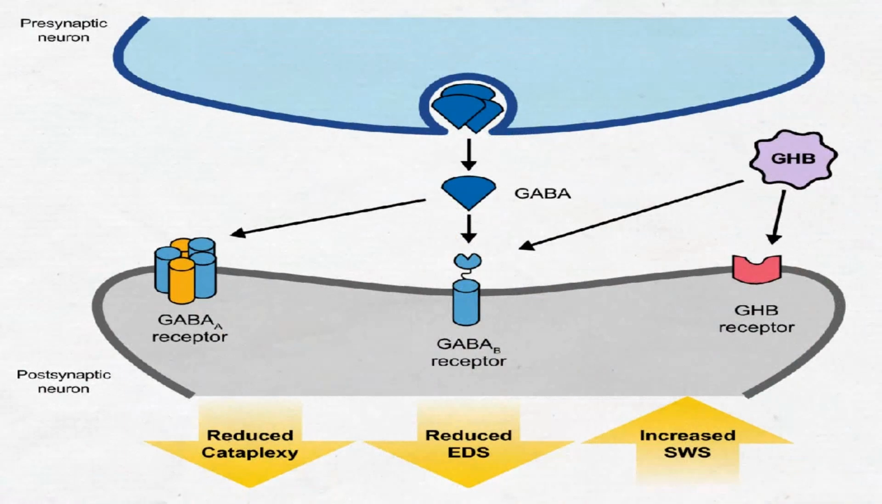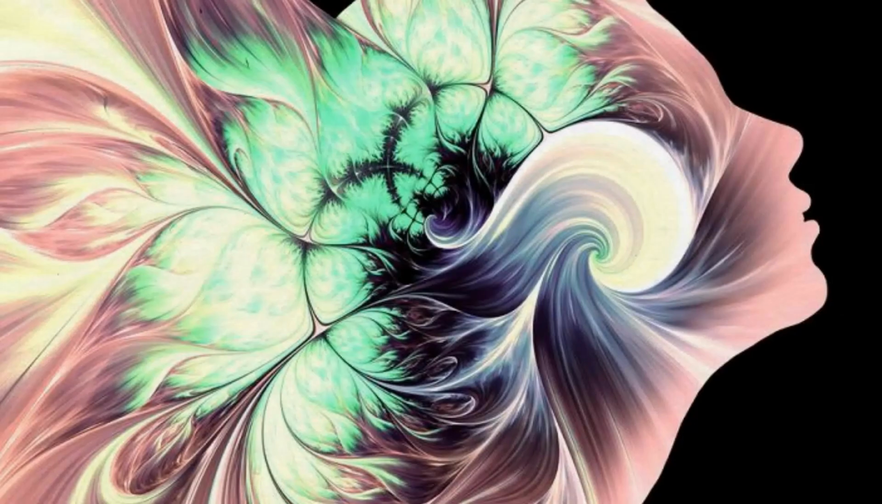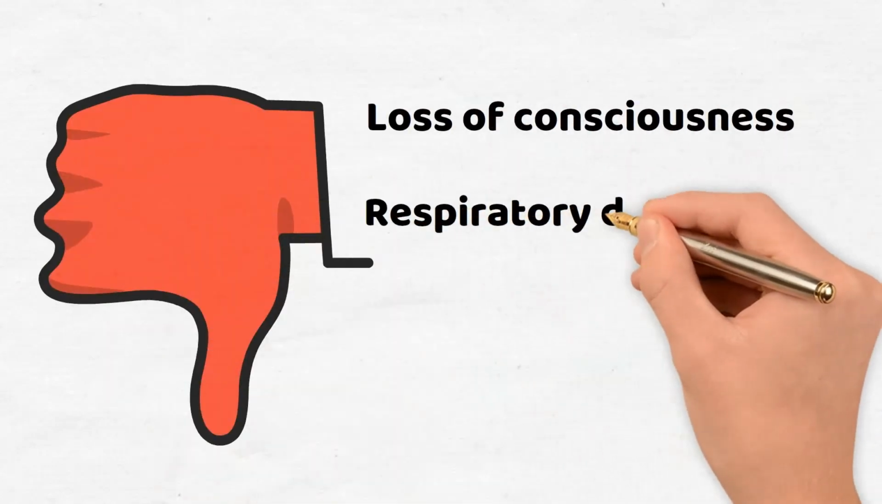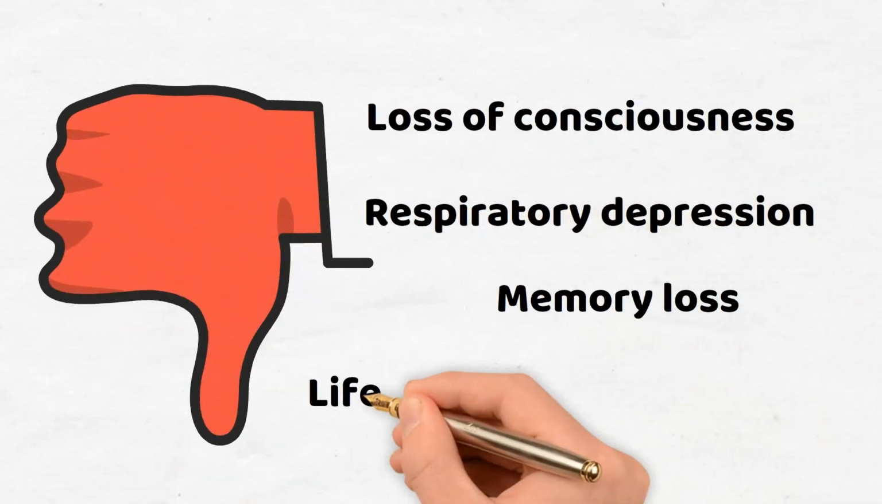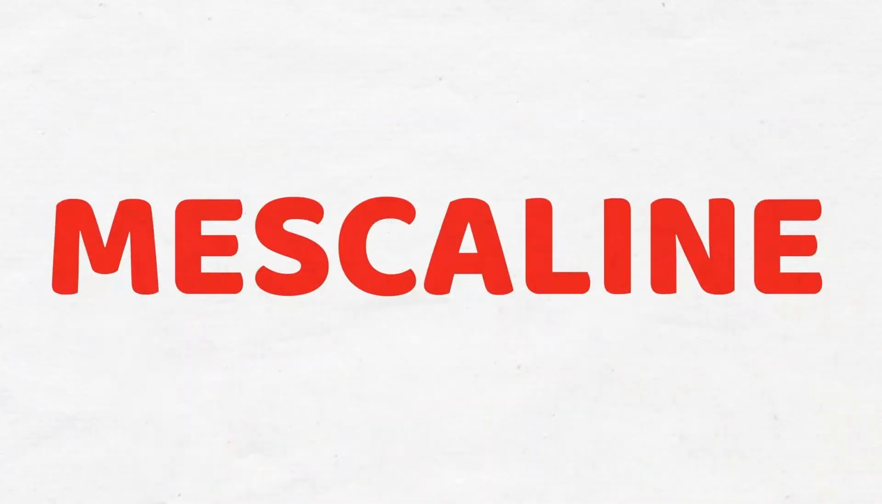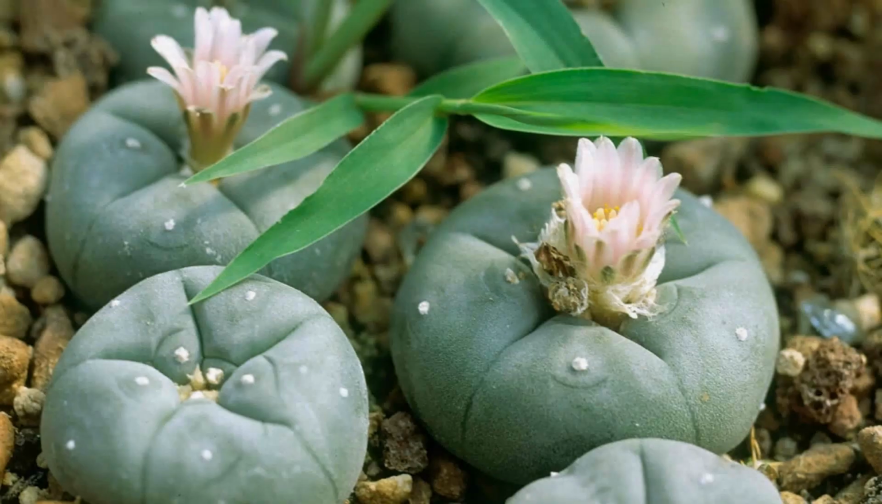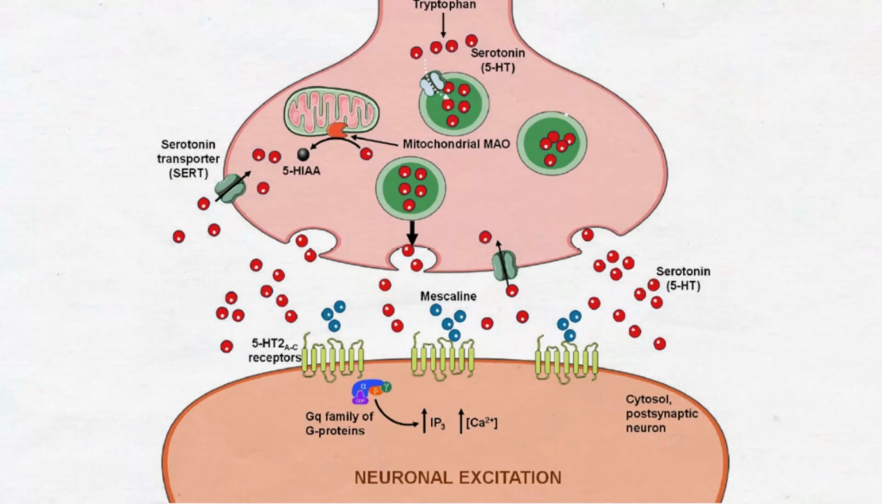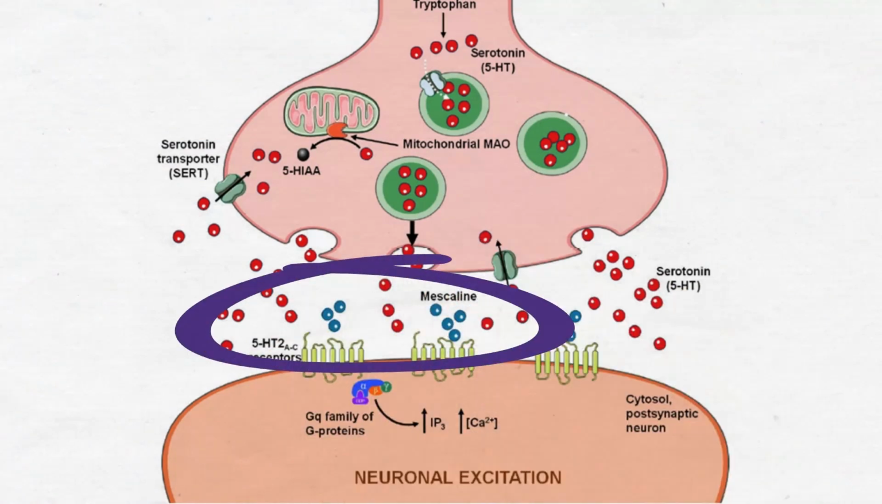It acts on GABA-B receptors, causing relaxation, sedation, and mild euphoria. The major risks include loss of consciousness, respiratory depression, memory loss, and life-threatening overdose, especially when mixed with alcohol. Mescaline. Mescaline is consumed by eating peyote or San Pedro cactus or taking capsules. It activates serotonin receptors, leading to vivid colors, visual patterns, and changes in thought.